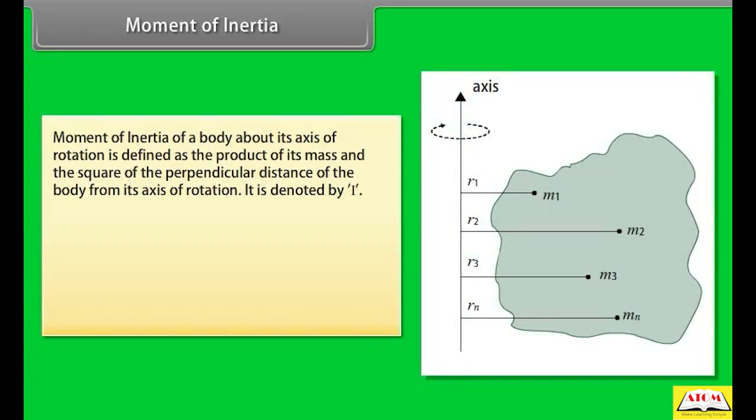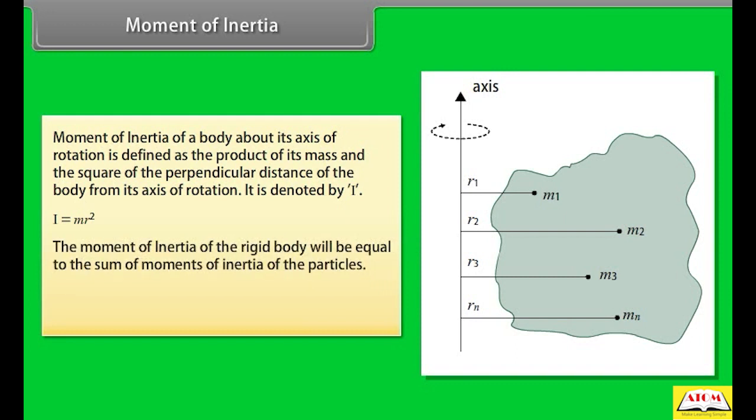Moment of inertia. Moment of inertia of a body about its axis of rotation is defined as the product of its mass and the square of the perpendicular distance of the body from its axis of rotation. It is denoted by I. I is equal to m r square. The moment of inertia of a rigid body will be equal to the sum of moments of inertia of the particles. Its expression is given by I equals summation from i equals 1 to n of mi and ri square.